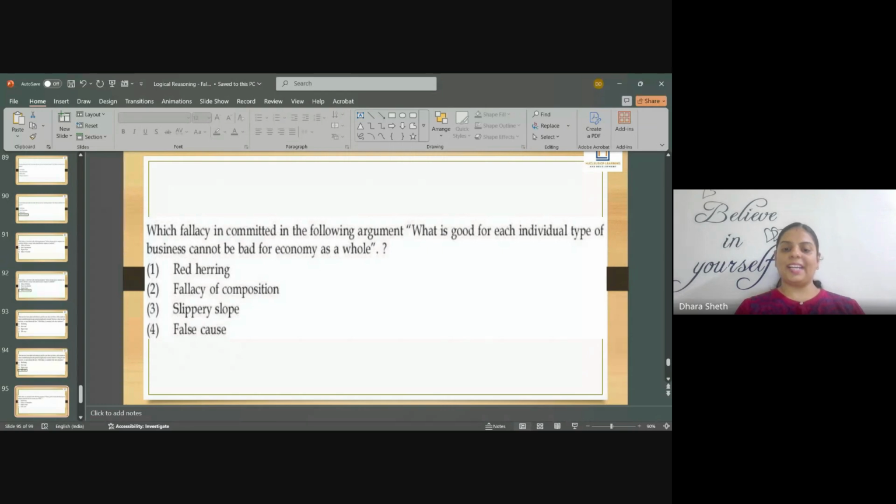What is good for each individual type of business cannot be bad for economy as a whole. What kind of fallacy is this?